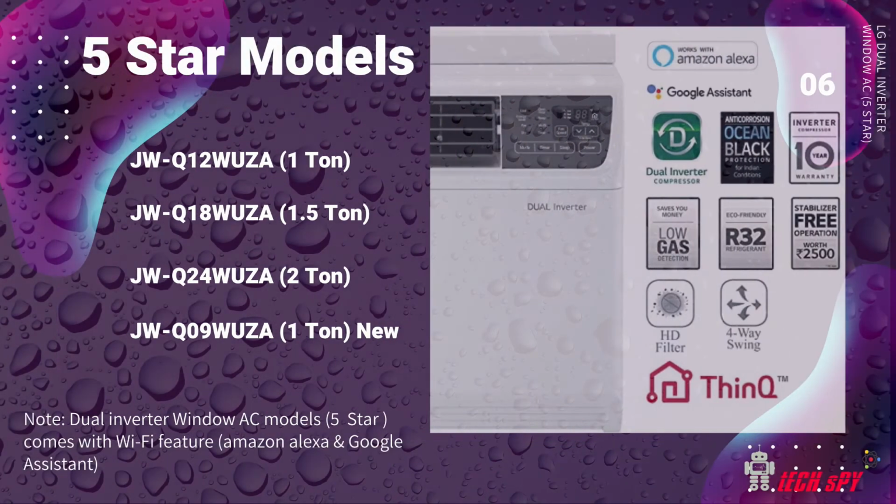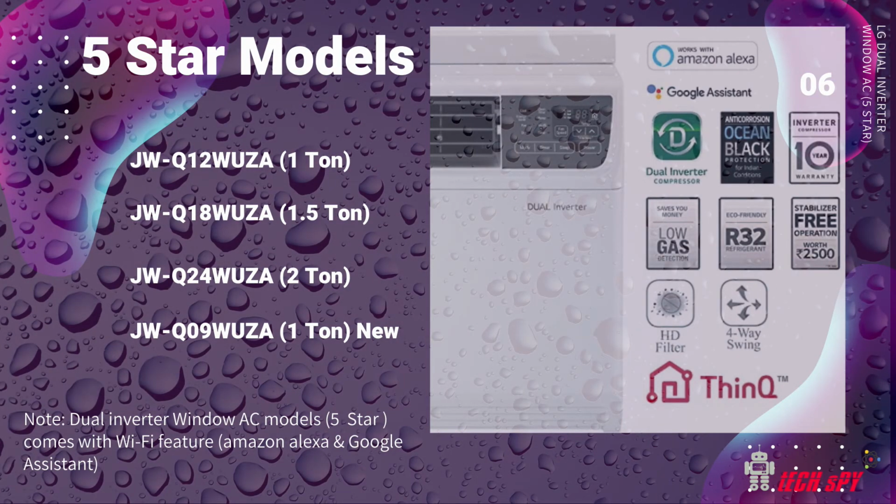Friends, now I will tell you about how many variants come under the 5-star model. There is a 1-ton variant, model number JWQ12WUZA, which is sufficient for a room size of 110 square feet. Another variant is 1.5 ton, model number JWQ18WUZA. It is sufficient for a room size from 110 square feet to 150 square feet. Another variant is 2 ton, model number JWQ24WUZA. It is sufficient for a room size of 150 square feet to 200 square feet.